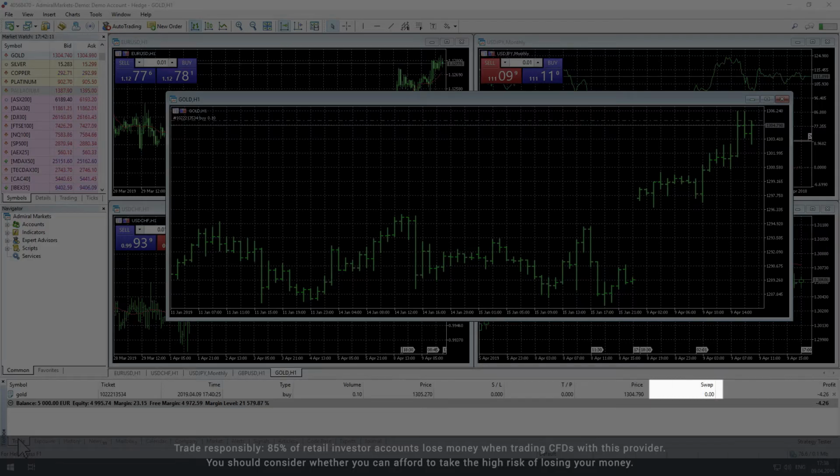It also lists the swap, which is similar to an interest rate charged for keeping positions open overnight. This may be either positive or negative, and it will affect your profit or loss.